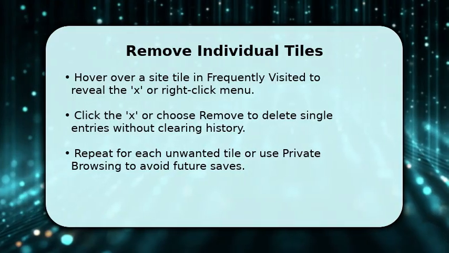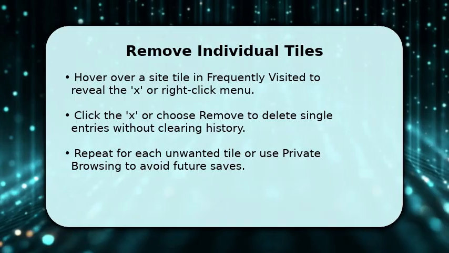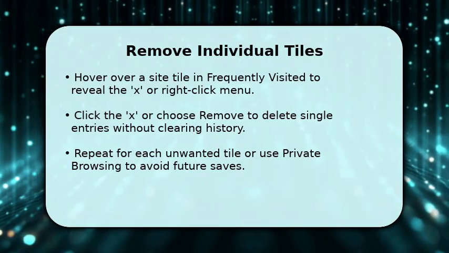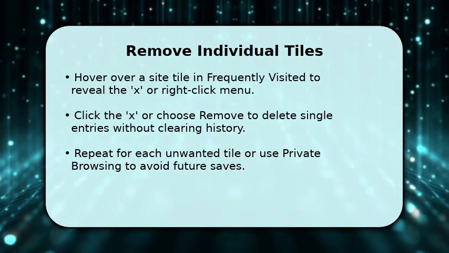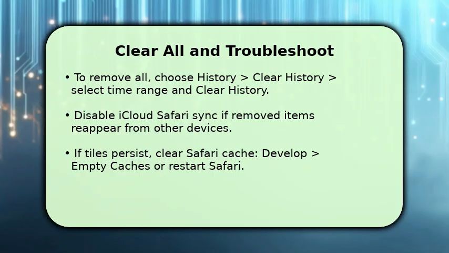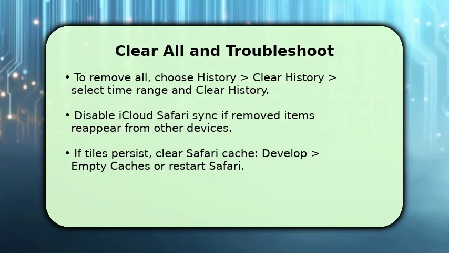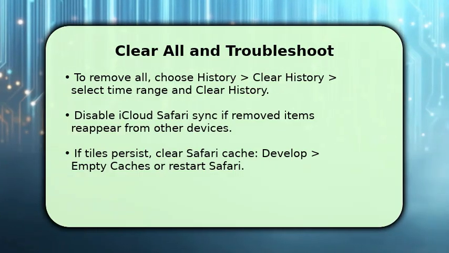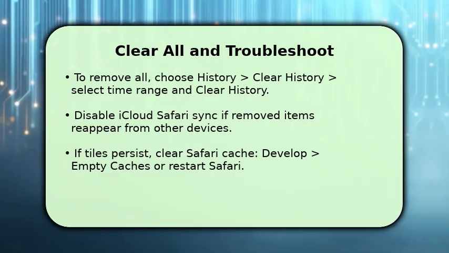Once you finish removing unwanted tiles one by one, consider using a private window for visits you don't want saved in the future. To wipe everything, open History, Clear History, pick an appropriate time range, and confirm Clear History. This removes frequently visited tiles along with related data.